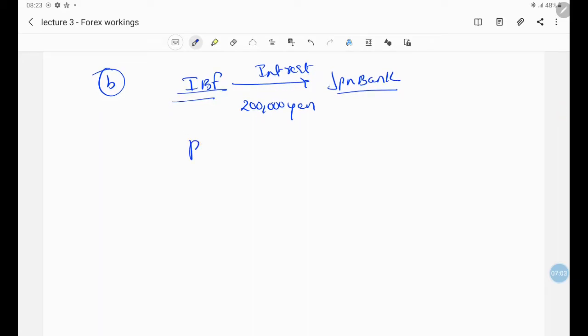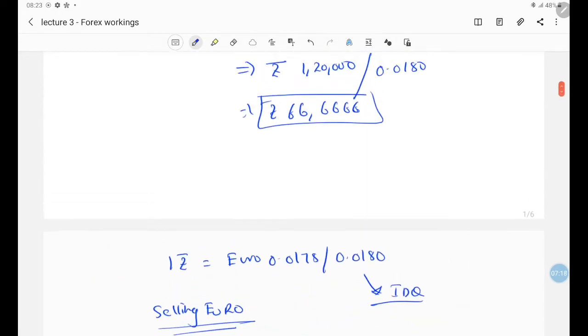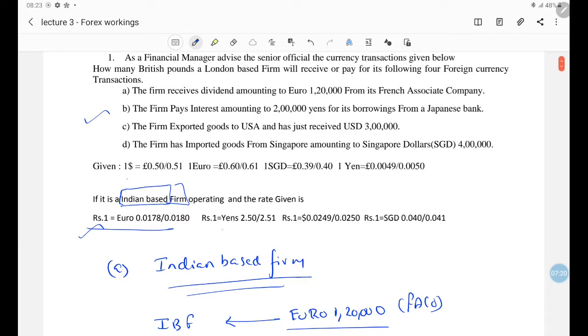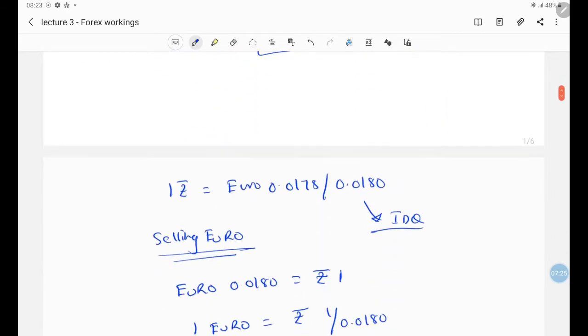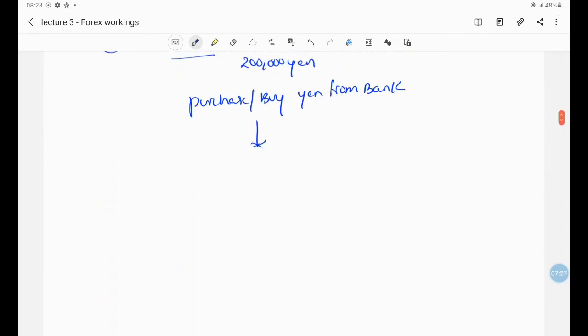So we have to purchase or buy yen from the bank. Now you have to see the required rate that they have given. So here they have given 1 rupee is 2.50 yen and 2.51 yen. So these rates are theoretical rates, right? So rupee 1 equal to, they have given yen 2.50 and 2.51.